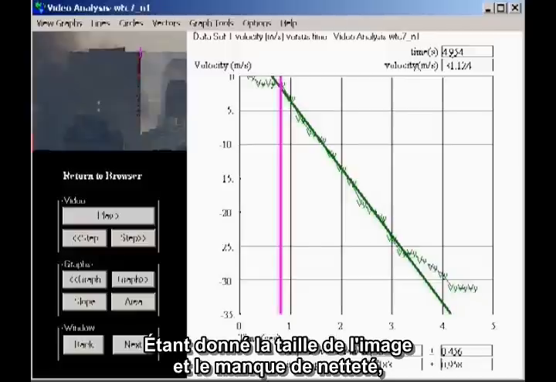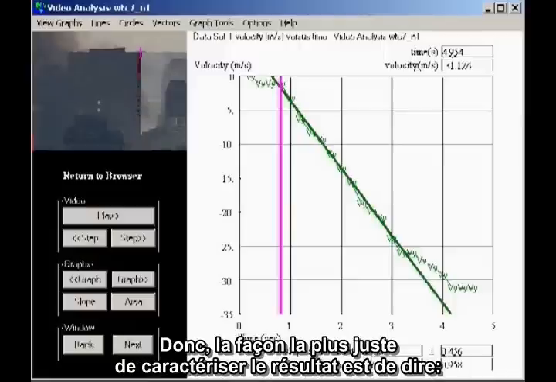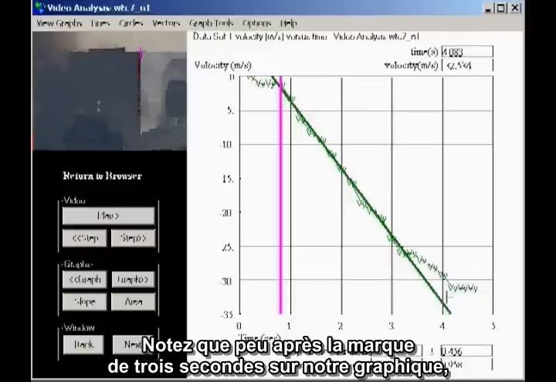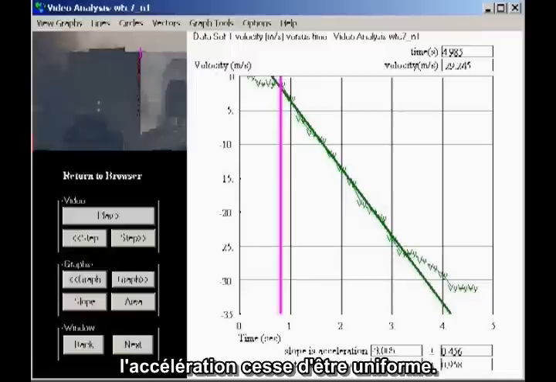Given the graininess and size of the image, 1% is not a significant difference from the actual acceleration of gravity, so the most accurate way to characterize the result is to say the acceleration of the building is indistinguishable from freefall. Notice that a little after the 3-second mark on our graph, about 2.5 seconds after the building drops, the acceleration ceases to be uniform.